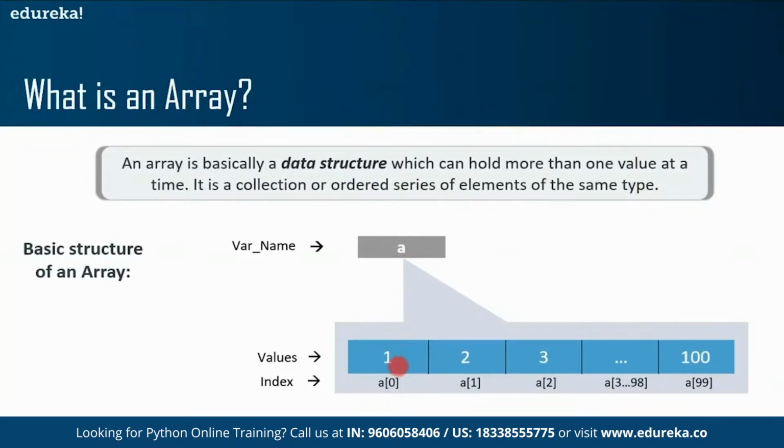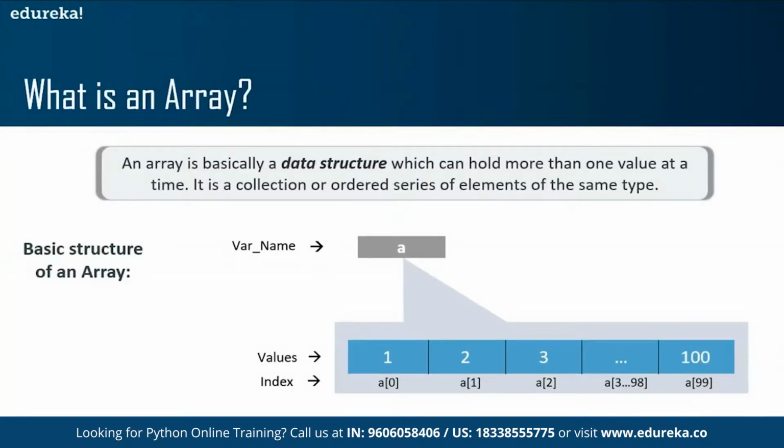Also make a note of the index values. Indexing always starts from 0 and not from 1. Therefore, a of 0 holds 1, a of 1 holds 2, a of 2 holds 3, and similarly a of 99 holds 100. When the length of my array is n, the last index value will be n minus 1. It is always 1 less than the length of the array. So I hope you're clear with this topic.